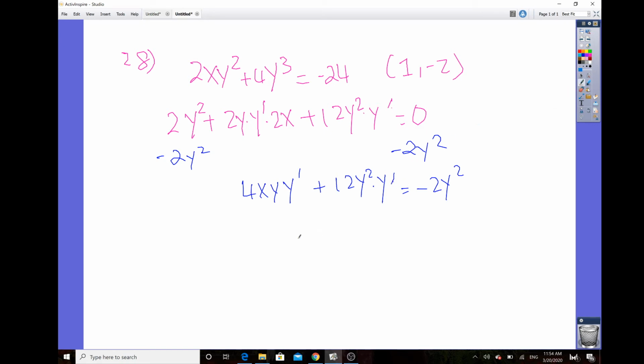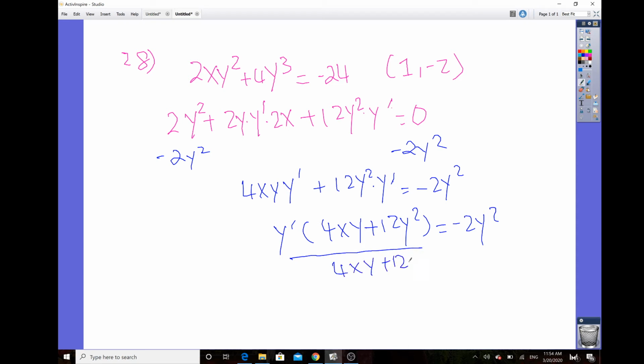Okay, so for the next step, you want to take out y prime. So take out y prime, so now we do have 4xy plus 12y squared, and that equals negative 2y squared. And then finally, for y prime, we want to divide both sides by 4xy plus 12y squared.